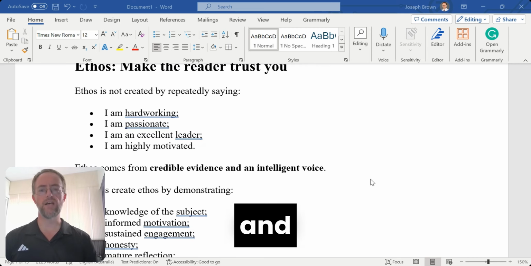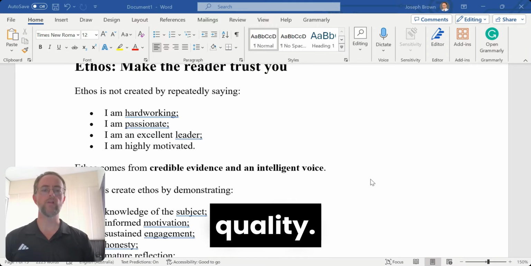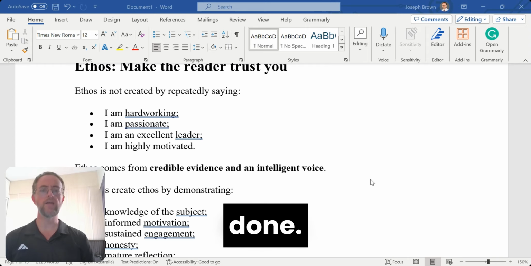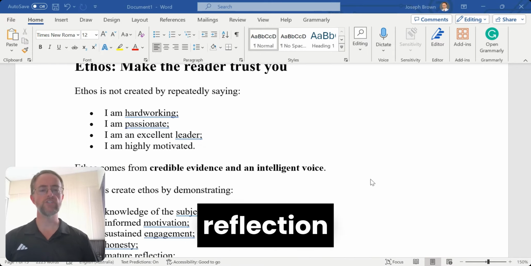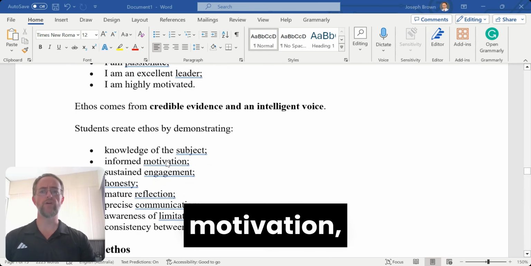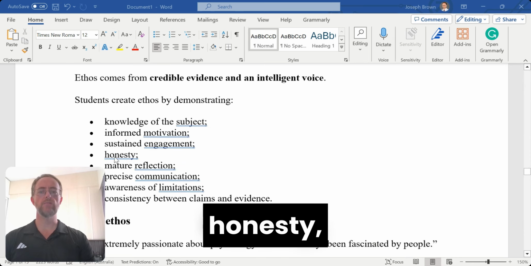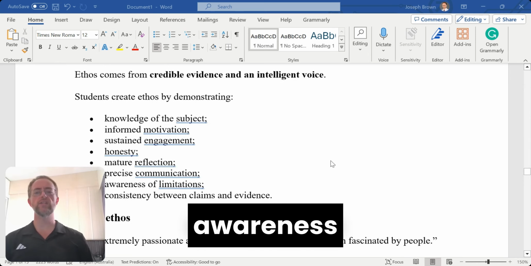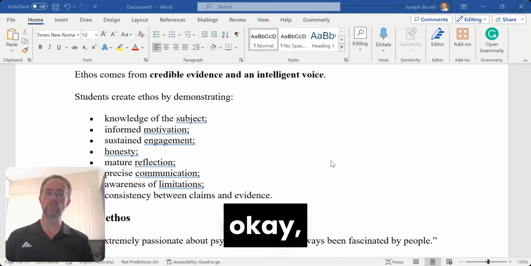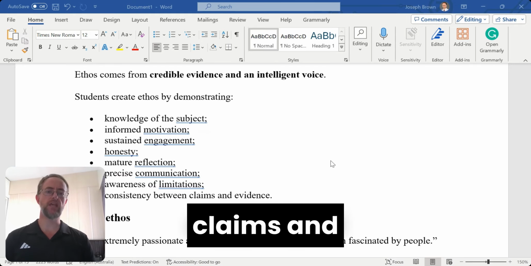Confidence and credibility comes from that voice. You've got to sound like you are a person of quality, and that doesn't come by saying that I have this, and it doesn't come by just listing things that you've done. It comes through in evidence with reflection and a strong voice. Students create ethos by demonstrating knowledge of the subject, informed motivation. That informed is important. Sustained engagement, okay? Honesty, mature reflection, precise communication, awareness of limitations. It's all right to have limitations. If you're aware of it, the university is quite happy to say, okay, you know where you fall down, and we want to help you with that, okay? And consistency between claims and evidence.